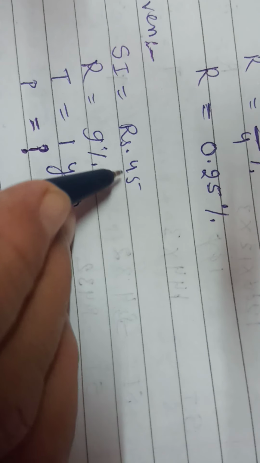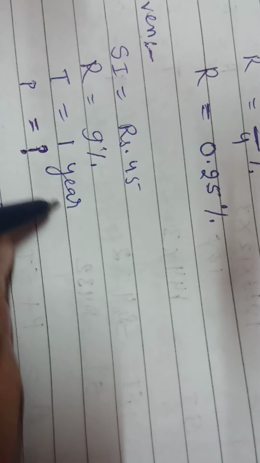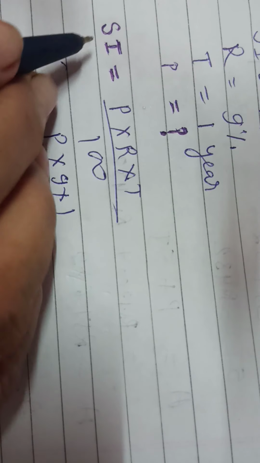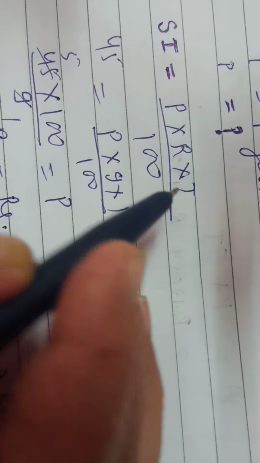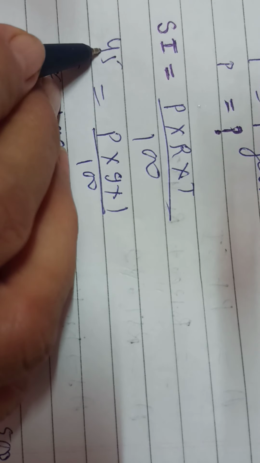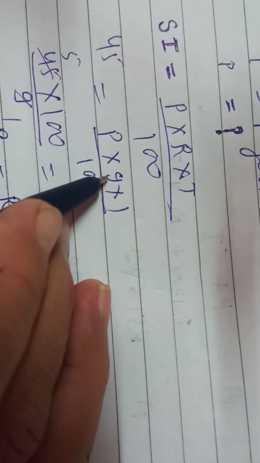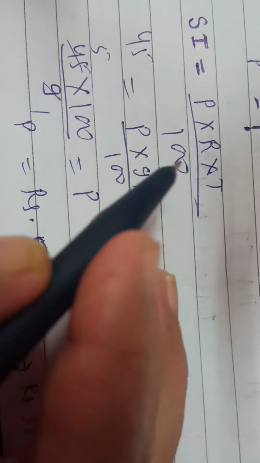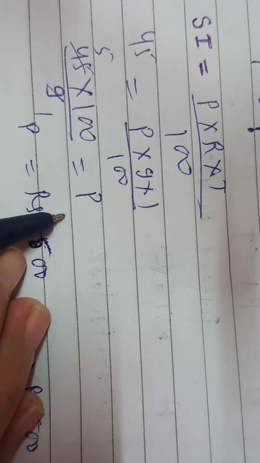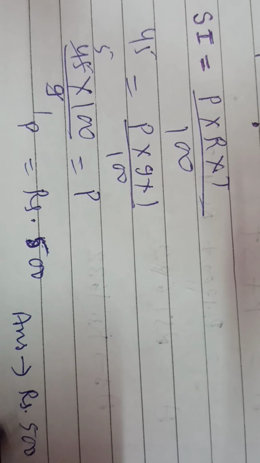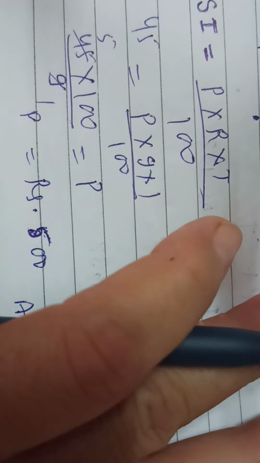In the next question, what is given here? Again simple interest is given, R is given, and T is given. We have to find the principal, the sum of money. So here SI is equal to, again we use the same formula. In place of SI we put 45, and P into R into T, which is given we put, and which is not given, take it as it is. Now when we solve it, rupees 500 is the money.